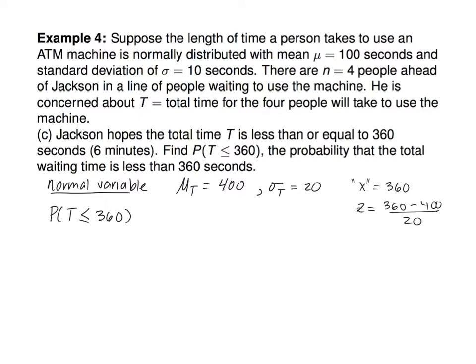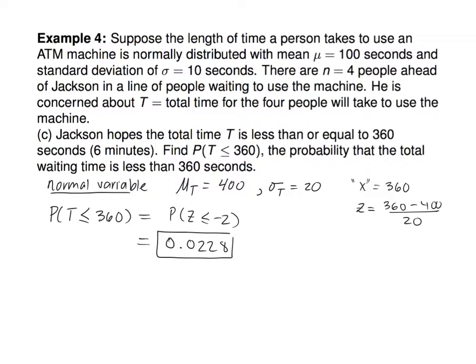I think it comes out pretty nice too, doesn't it? P(Z), yep, -2. And you look at your table, which you should have if you're taking the quiz today, and I got 0.0228. Yep, -2. So his chance of waiting less than 6 minutes is just 2.28%. He's probably going to be waiting there for longer than that.